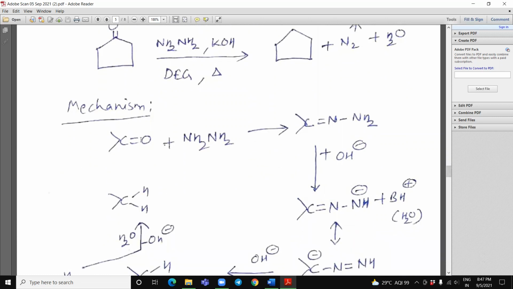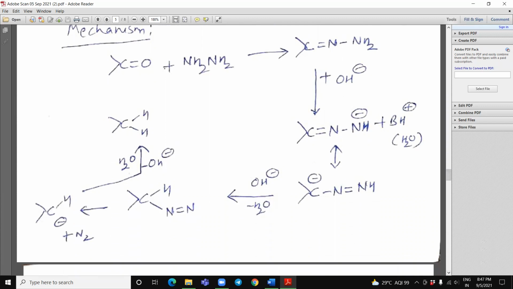Hydrazine is added, followed by removal of a water molecule, and then hydroxide will give electrons. It will protonate, and finally, see here how this proton is transferred to carbon, and it will evolve nitrogen. It will give an anion. Then on protonation, it will give the hydrocarbon.